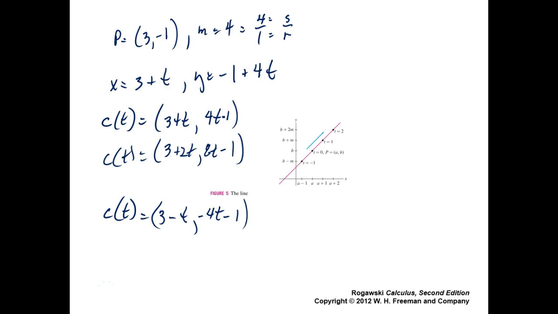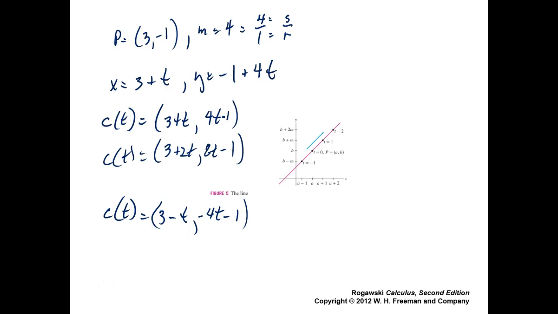So anything works, as long as the ratio of S to R, minus 4 to 1, is 4. 8 to 2 is 4. 4 to 1 is 4. 24 to 6 is 4. I mean, so anything there would be fine. Okay? So there's not a unique parameterization. There's actually an infinite number. All right. Make sense?